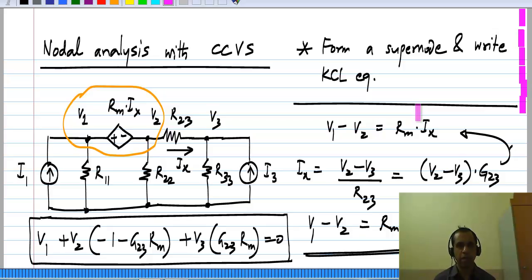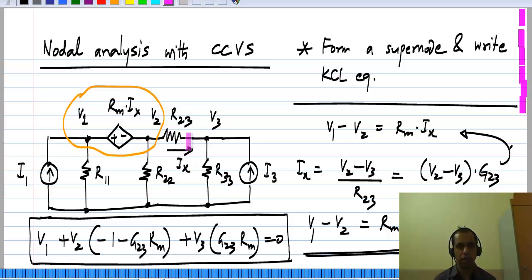So when the controlling current is flowing through a resistor, whether you have a current controlled voltage source or a voltage controlled voltage source, you analyze it similarly. Finally you write the controlled voltage source in terms of these voltages V2 and V3, where Ix is flowing in the resistor between V2 and V3. So that is what we will have for a current controlled voltage source.